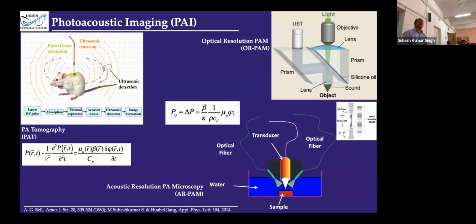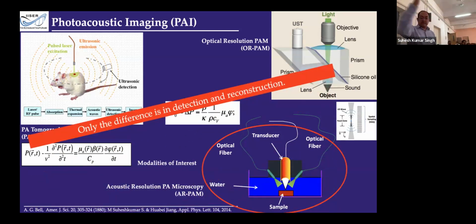However, in the case of OR-PAM, instead of the extended optical beam, they use a tightly focused optical beam whose spot size is much smaller than the focal spot size of the transducer. In this way, the resolution is controlled by this optical beam. The advantage is that it gives better spatial resolution, but the penetration depth is very limited, to about 1 mm. But for this one, penetration depth can go up to millimeters, safely up to 5 millimeters. Okay, this is the trade-off. This is where I would be focusing, not the OR one.